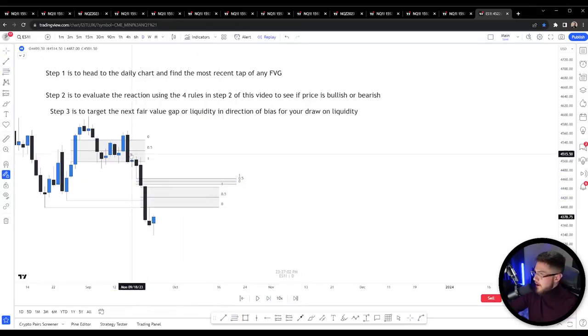So you want to map these out. Now, I want to be clear that you don't have to map all of this out on your chart. You don't have to have a bunch of fib tools all the time while you're trading. This is just for the sake of education.